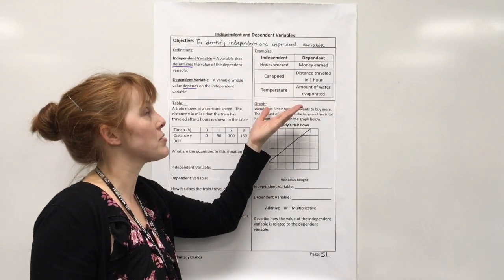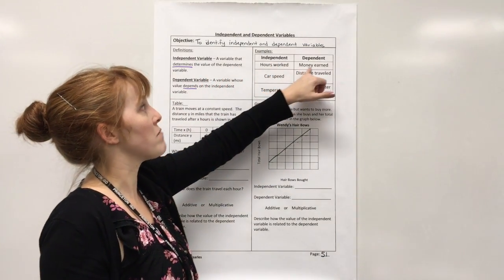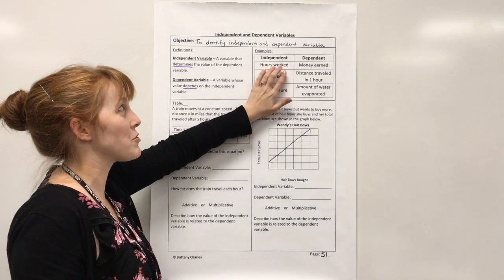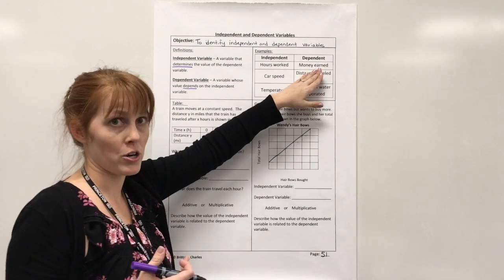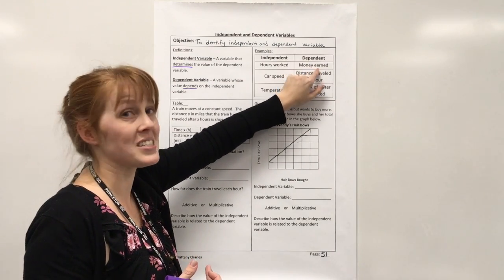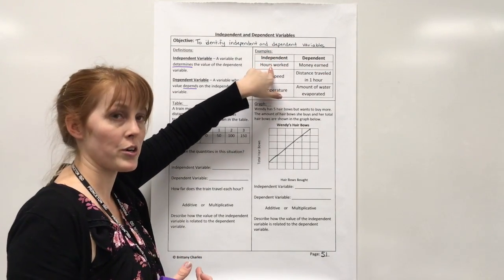So here's some examples. We have hours worked and we have money earned. I would first have to know how many hours I worked so that I could determine how much money I earned. Okay? The money I make depends on how many hours I work.